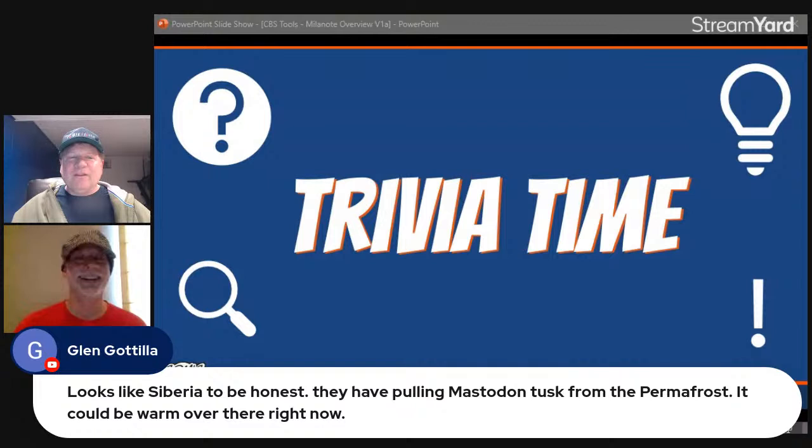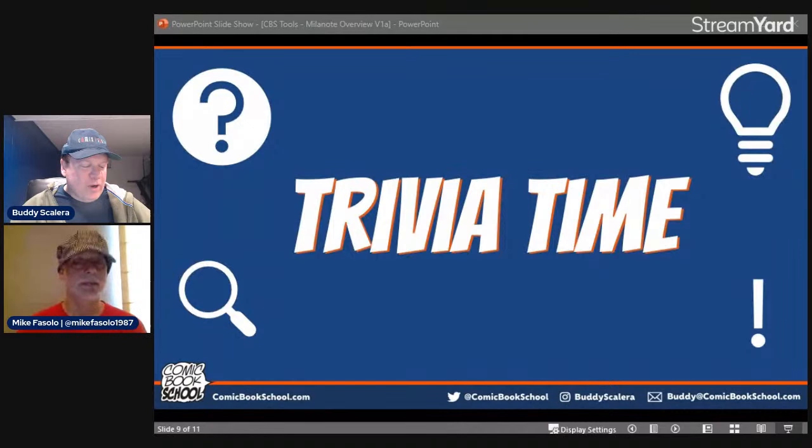Okay. Looks like Siberia, to be honest. They have been pulling mastodon tusk from permafrost. It could be warm over there right now. I'm impressed that Glenn could see Siberia there. Pretty good. Wherever it is, I hope that it snows there tonight. At least once a year.